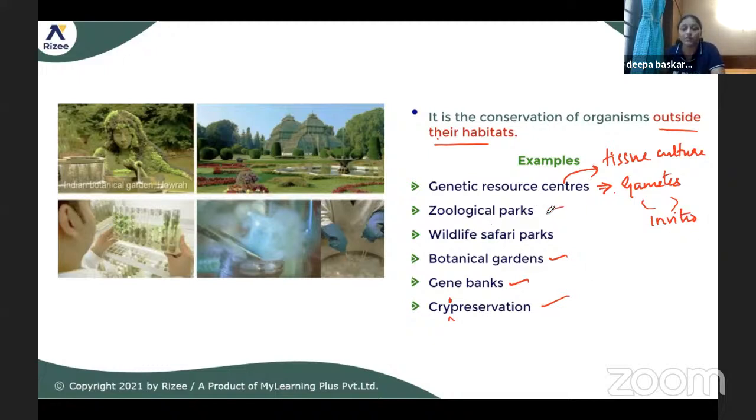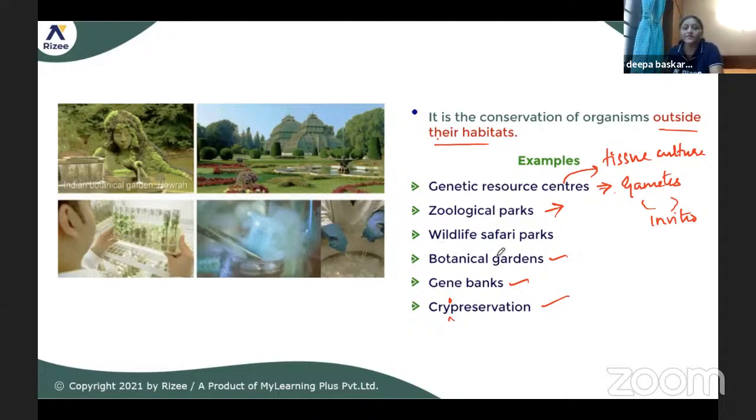And zoological parks, you know. In many zoological parks, you can see different varieties of white peacock and different animals which you can't see in the natural environment, where human activities are more. We cannot see such animals or birds there.